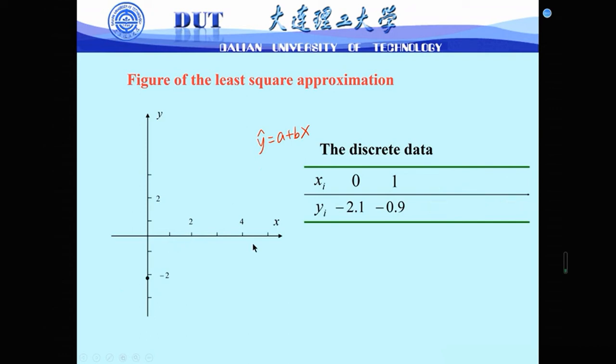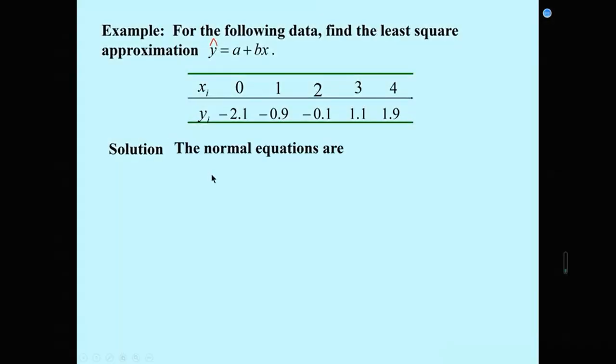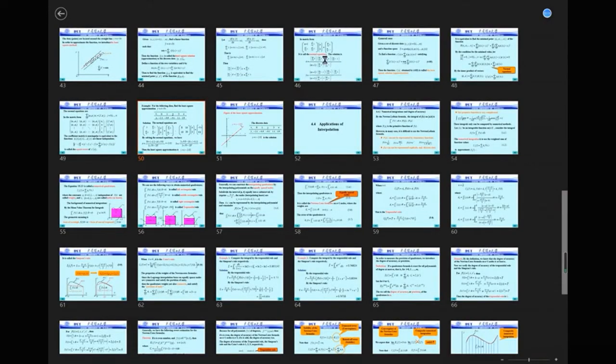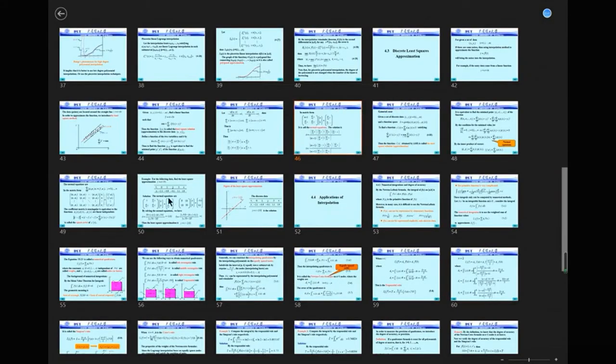Let's come back. Here, we need to use the normal equation. It's okay? So now, what is the normal equation? Okay, again, we come back here. This is the normal equation. Just a 2x2 matrix. The first element is m plus 1. M plus 1 is the number of data points, right? And this term is summation of xi, summation of xi, summation of xi square. It's okay for you? So, come back to the example.